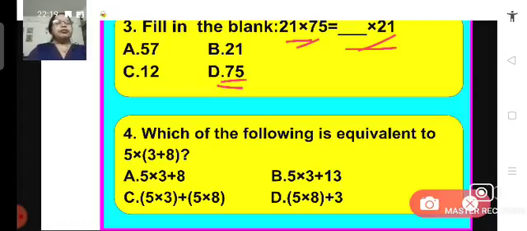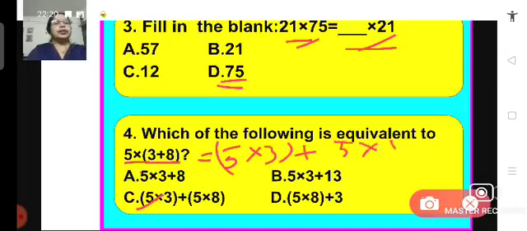Question number 4. Which of the following is equivalent to 5 into (3 plus 8)? Children, we should remember the distributive property here. So C is the correct answer. 5 into (3 plus 8) is equal to 5 into 3 plus 5 into 8. So option C is the correct answer.